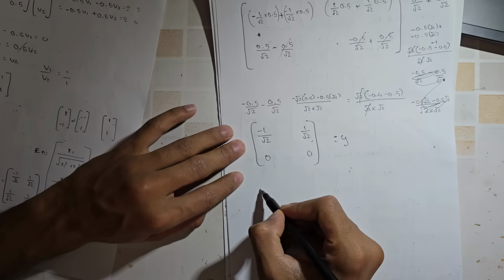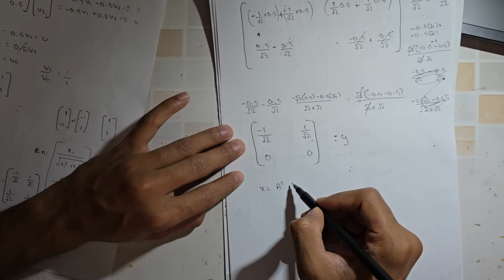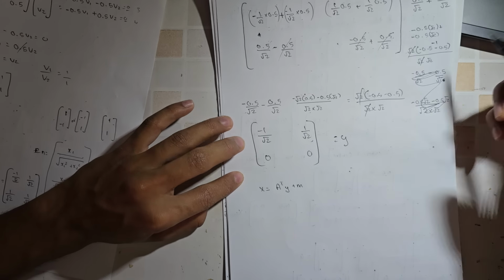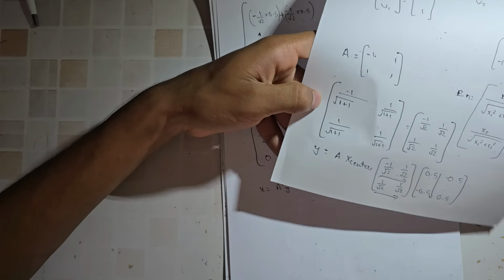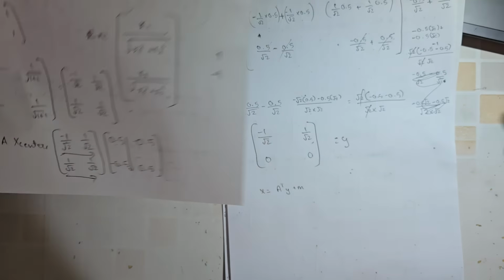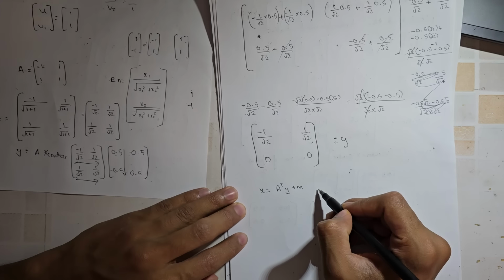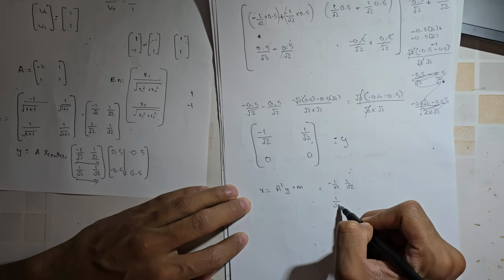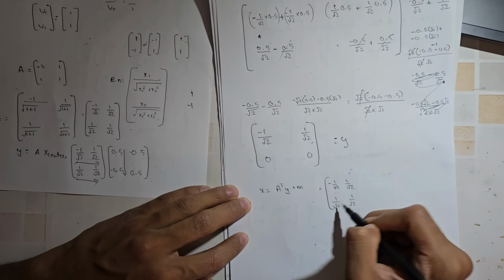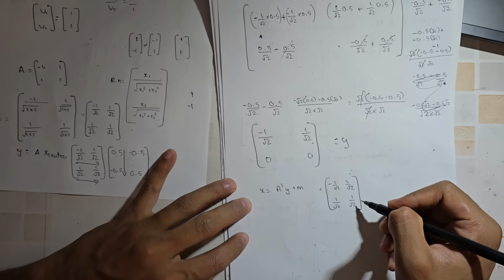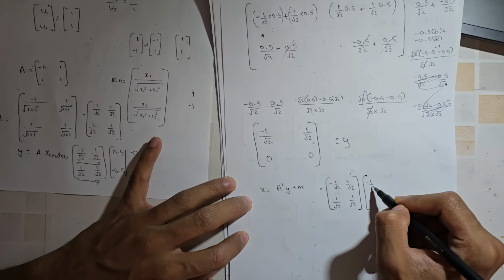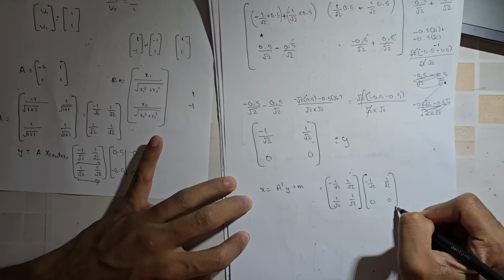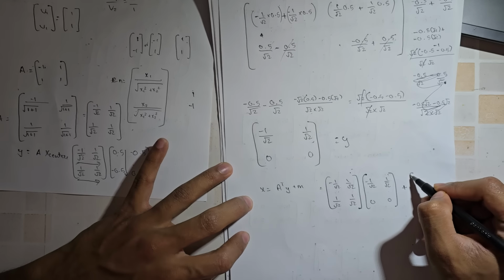How to do that is X is equal to A transpose into Y plus M. Okay, so here A transpose, what was our A? You have to take the transpose of this. That will be the same, there won't be any changes. That will be equal to minus 1 by root 2, 1 by root 2, 1 by root 2, 1 by root 2. Then we have to multiply this with Y, minus 1 by root 2, 1 by root 2, 0, 0. Okay, and then plus M. What is your M? That is the mean.